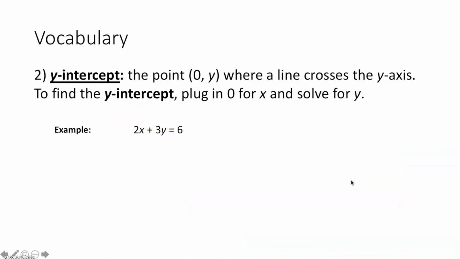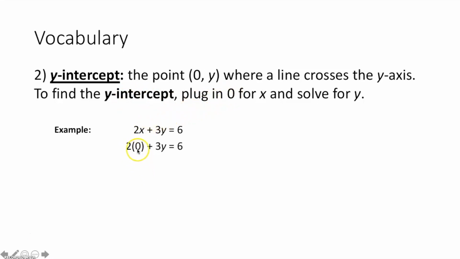Now the y-intercept is the point 0 comma y where a line crosses the y-axis. To find the y-intercept, we do the opposite. We plug in 0 for x and solve for y. So here we have our equation again. If we want the y-intercept this time, we're going to plug in 0 for x and solve for y.